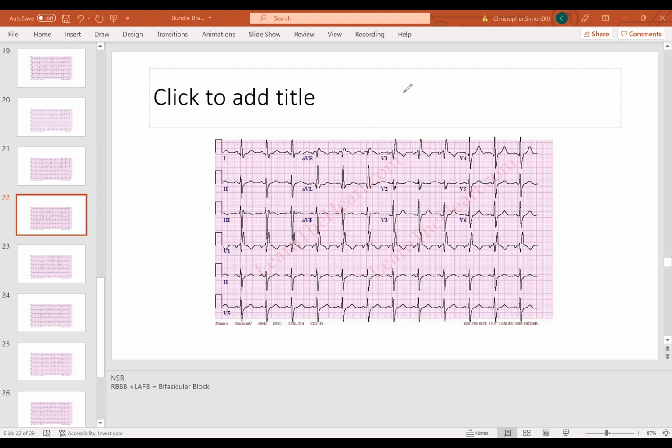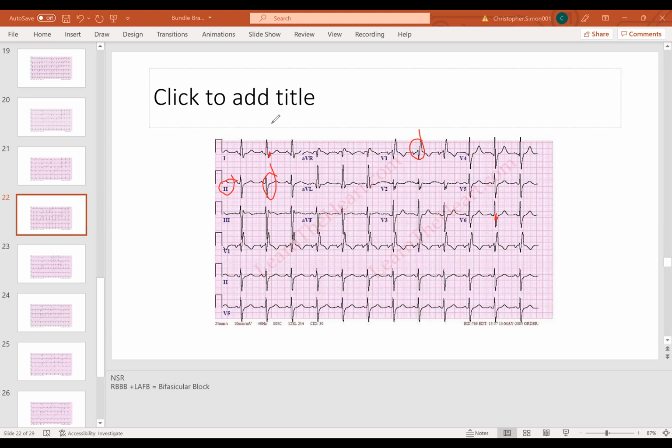You have 2 pathways that are blocked. In this particular case, you've got a right bundle branch block because of the wide QRS, V1, slurred S wave in lead 1, and a slurred S wave in V6. What did I tell you to do when we have a right bundle branch block? Come over here to lead 2 and look at the net deflection. If that net deflection is negative, then you also have a left anterior fascicular block.